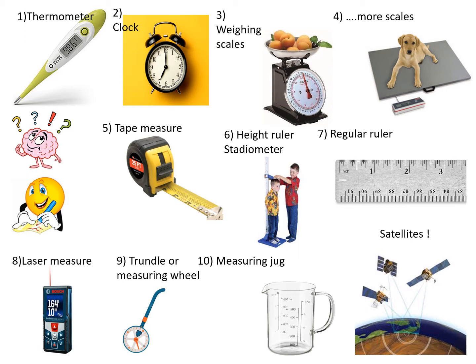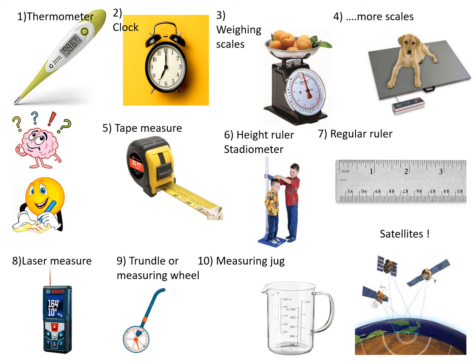Number 4, even more scales. These are used to measure heavier objects, such as animals or even human beings. Number 5 is a tape measure. You see these being used around the home or often on construction or building sites. Number 6 is known as a height ruler, or, if you want to impress somebody, a stadiometer.